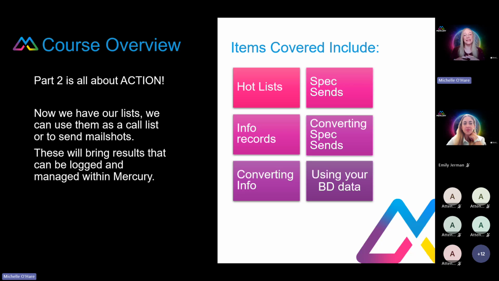What we mean by that is things that I'm sure a lot of you will be using. So things like using our hot list, logging a spec send, creating an info record, so a lead vacancy, and how we convert those and show the BD journey in the system. That's a really important part of today. So I'm going to jump straight in.